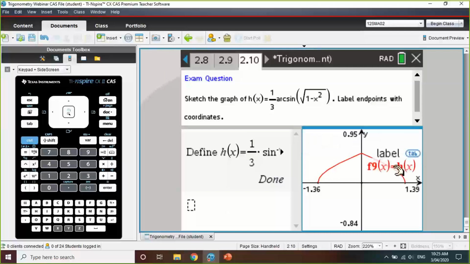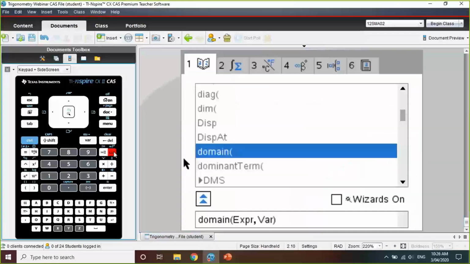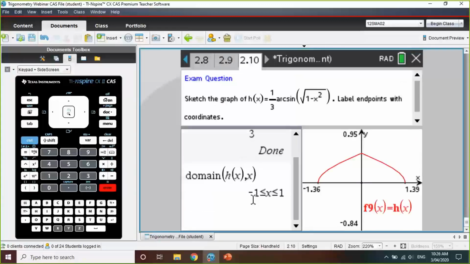And there's our lovely arc sine graph. Okay, so half the job is done. We've sketched it, but now we want to try to label our coordinates. So we want to label our endpoints with coordinates. So there's two ways we can go about this. On our calculator page, we could either, once again, find the domain of hx, comma x, to find out where those endpoints are, so at -1 and 1.